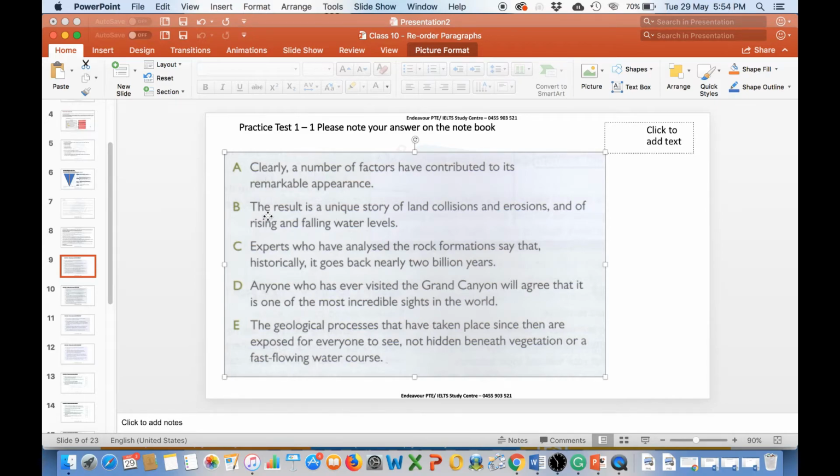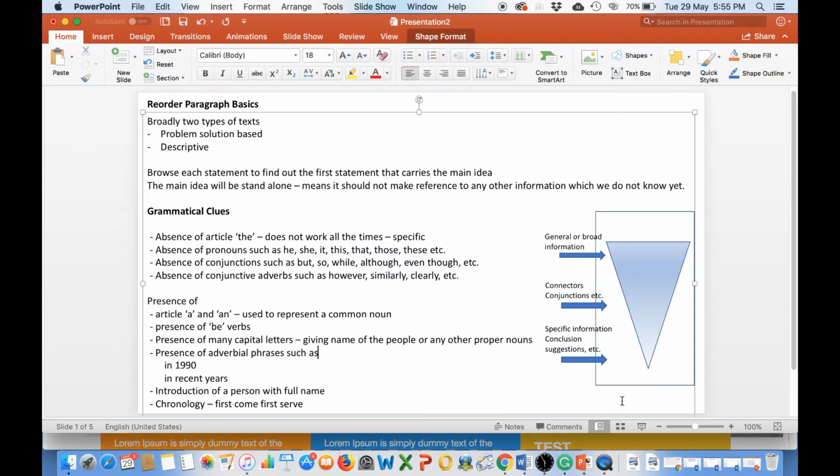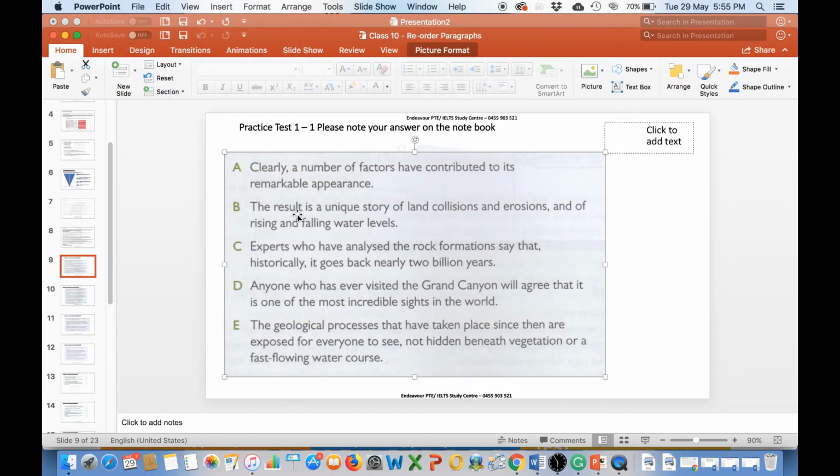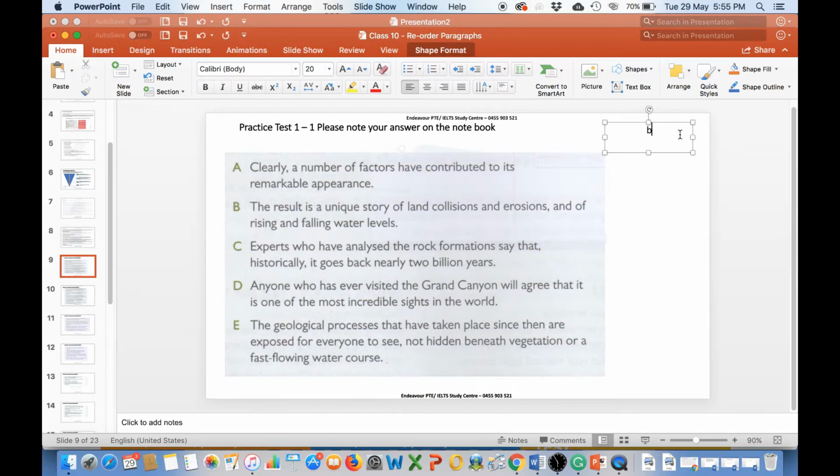Look at statement B. The result is a unique story of... here they are using the article "the", and they are talking of the result. So it seems like it is specific information and they are talking of a result. Specific information, the results, or a suggestion should come towards the end, as we see here. So that seems like that's also not my first one. It could have the potential to go at the end. So I'll put B at the end, and we'll see how we go.